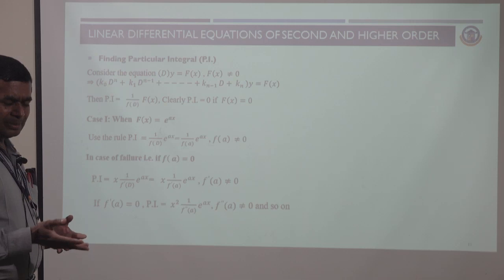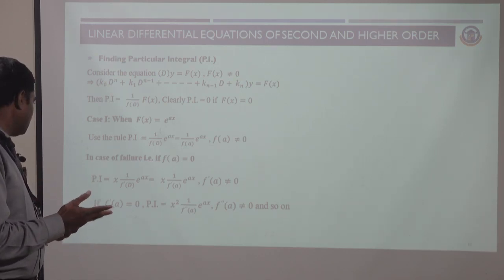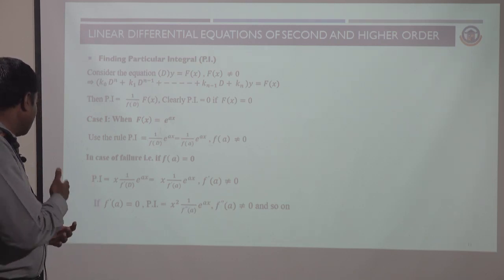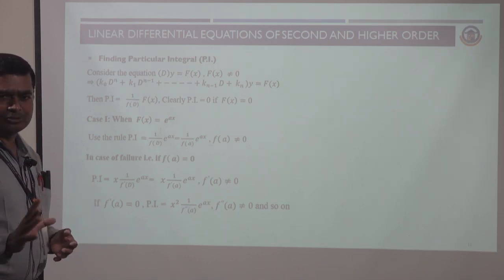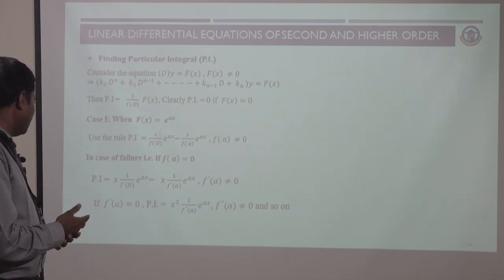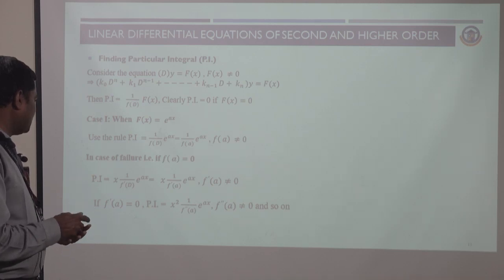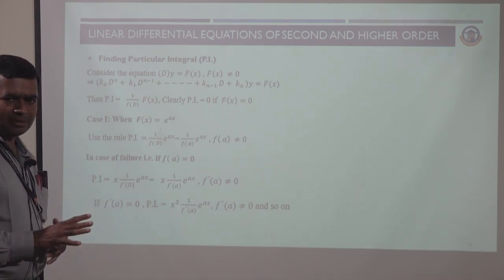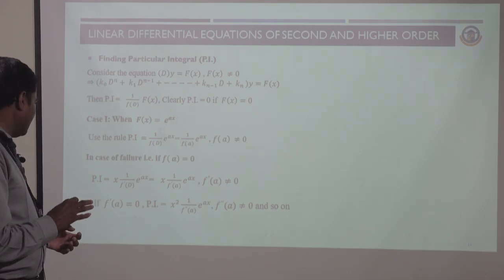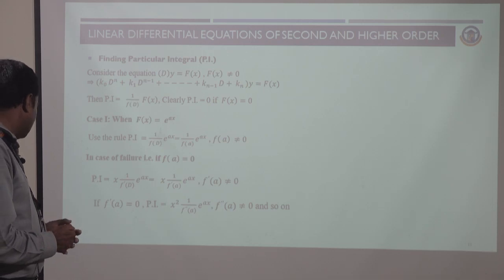Suppose the denominator is equal to 0 in the second case, f of a is equal to 0. Then we multiply by x in the numerator, and differentiate the denominator f of D with respect to D. So x into 1 divided by f dash of a, e to the power ax. In the second case, if f dash of a is not equal to 0, this is the particular integral. Suppose f dash of a is equal to 0, then we move to the third case.